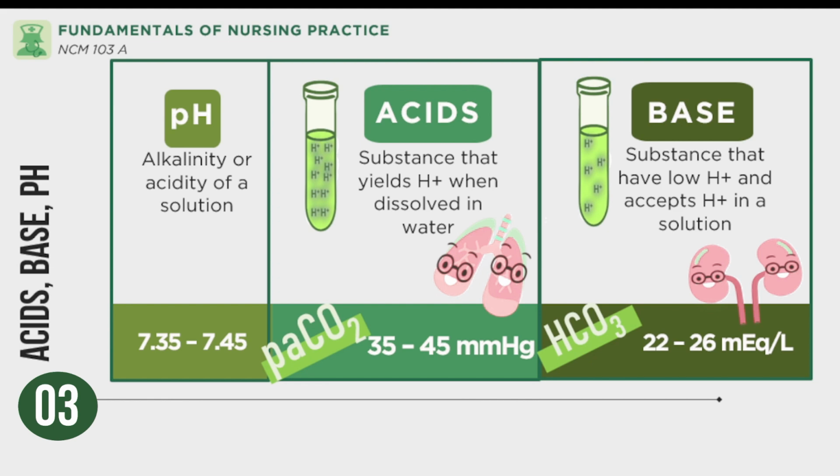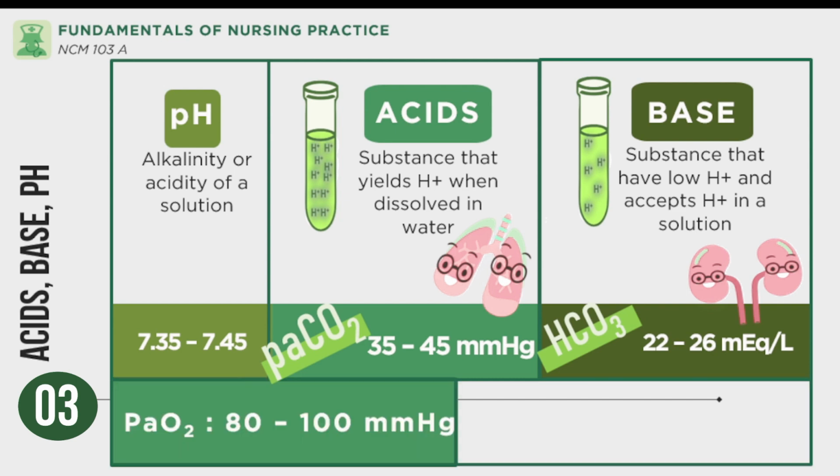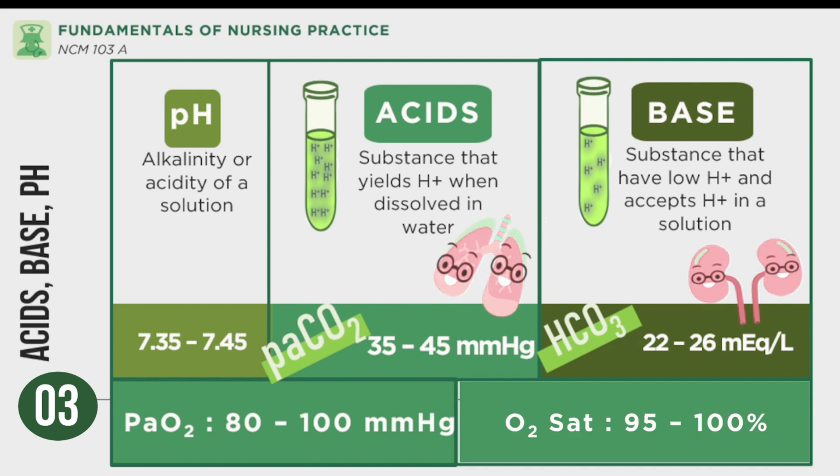So now, to give you an idea, what are the other laboratory values that you see when you have your ABG laboratory results? It includes the partial pressure of your oxygen, which ranges from 80 to 100 millimeters of mercury, and of course your oxygen saturation, ranging from 95 to 100%.